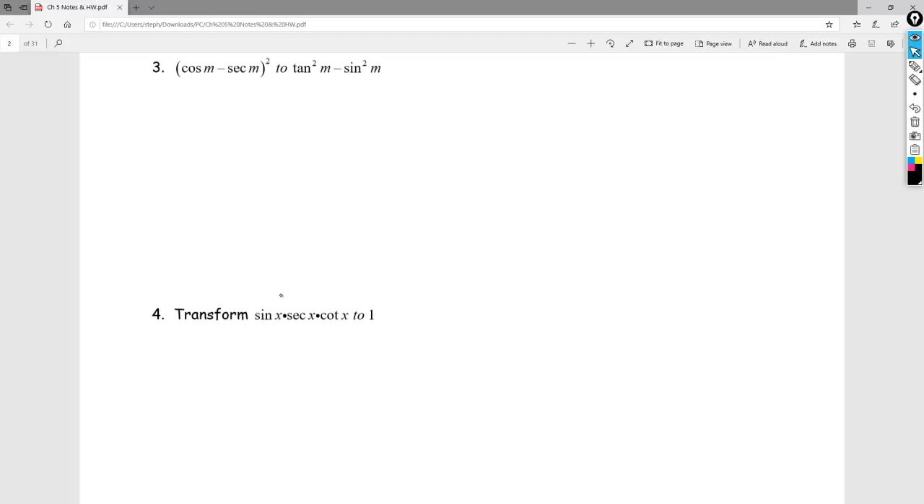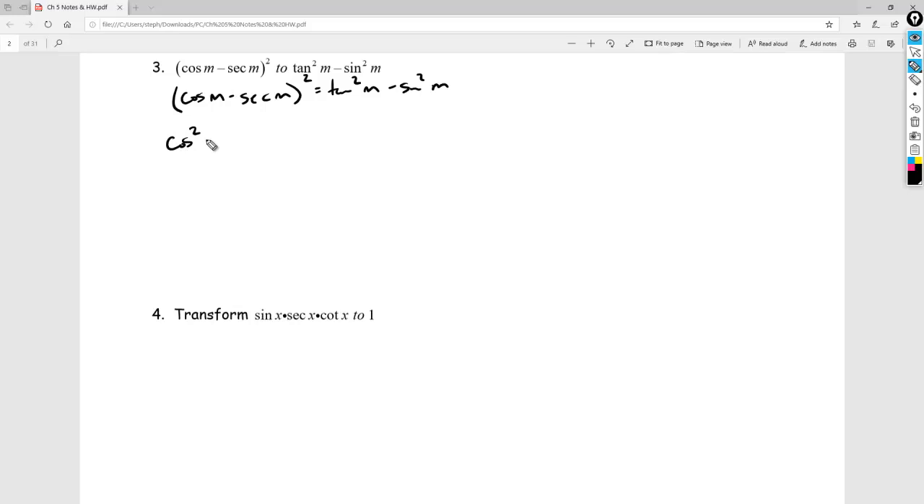Next, they ask me to show cosine of m minus secant of m squared is equal to tangent squared of m minus sine squared of m. The m doesn't matter here. You could use x if you wanted. So again, I'm just going to rewrite this. Squared equals tangent squared of m minus sine squared of m. Okay, so the first thing I notice is that this whole quantity is squared, whereas these are not. So I'm just going to distribute.